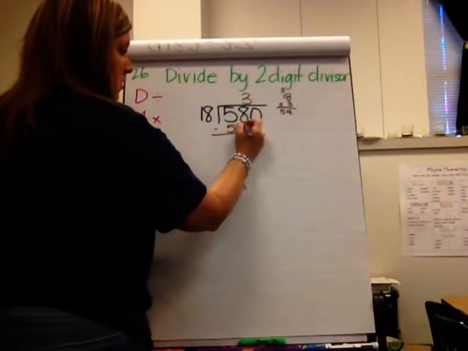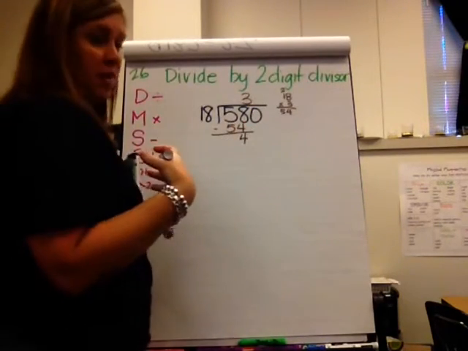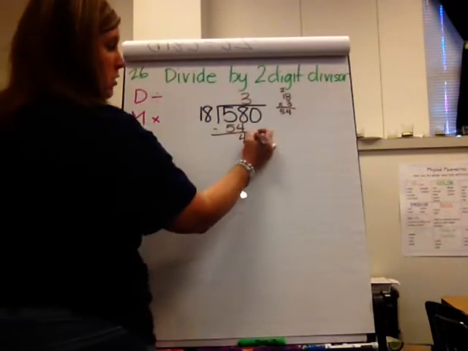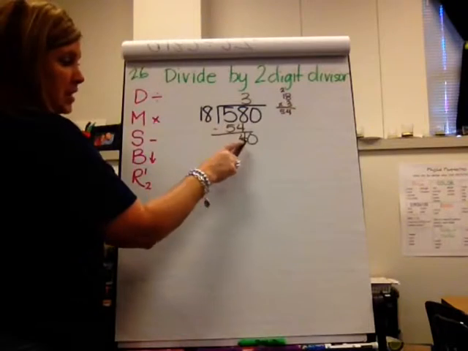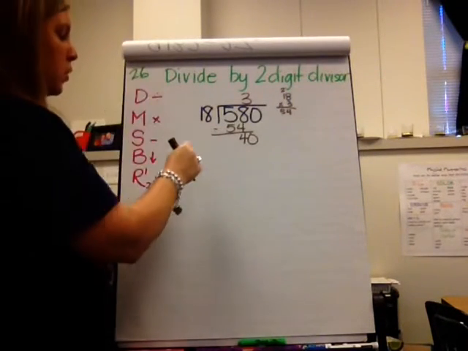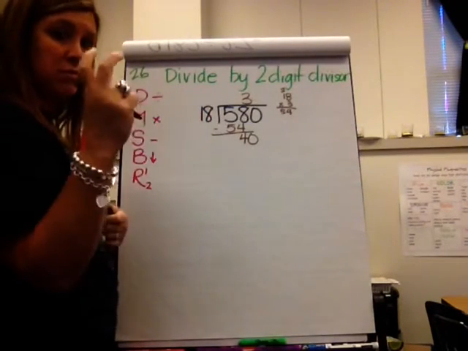Subtract 4. Do I have something to bring down? Yes. I'm not drawing the arrows. That's something I really want you to work over and not do anymore. Okay, so you're going to bring down your 0. Okay? 18. How many times can 18 go into 40? Well, we know that 18 is close to 20. So 20, 40. So we would say 2.